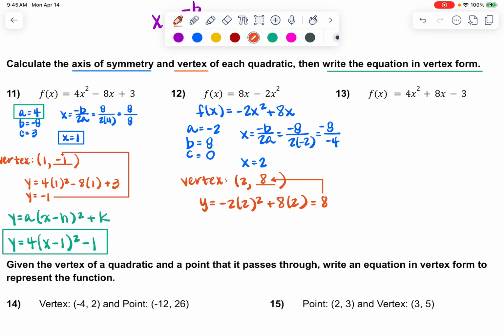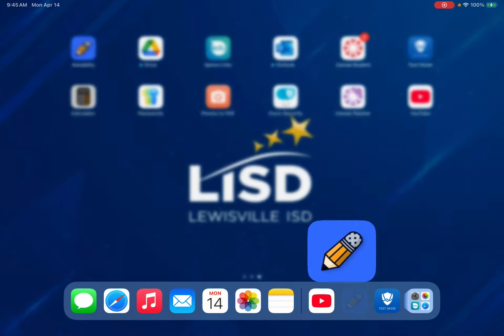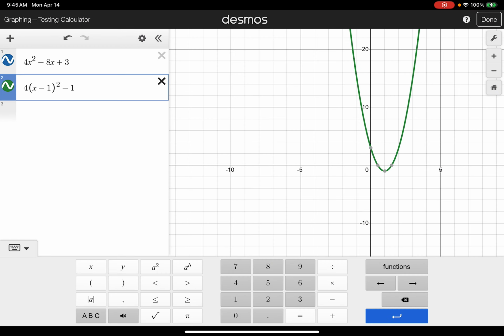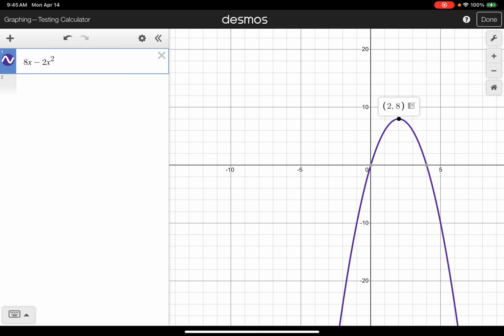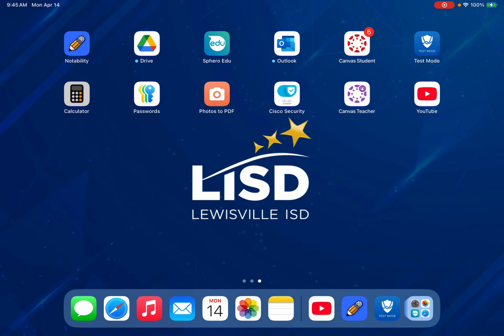Now I'm just going to do a quick double check in Desmos. I'm going to type in the original function they gave me, it doesn't matter. -2x squared. I'm going to tap on that. Yay, 2,8. That's what I got, so I'm looking good so far. All right, going back to Notability.